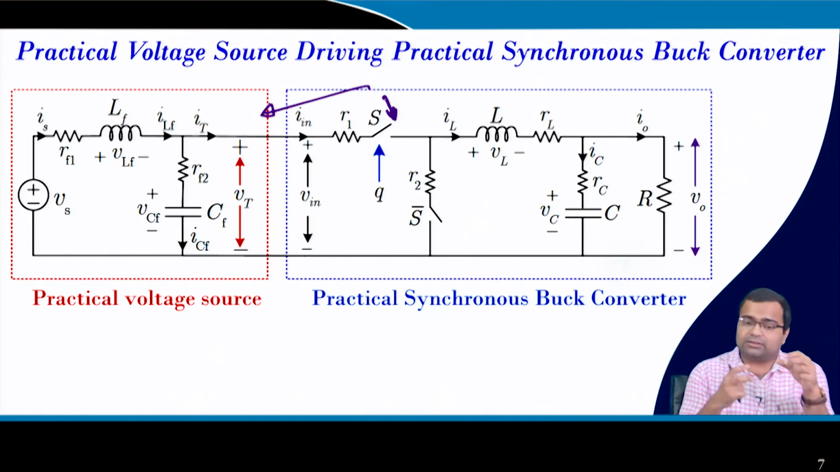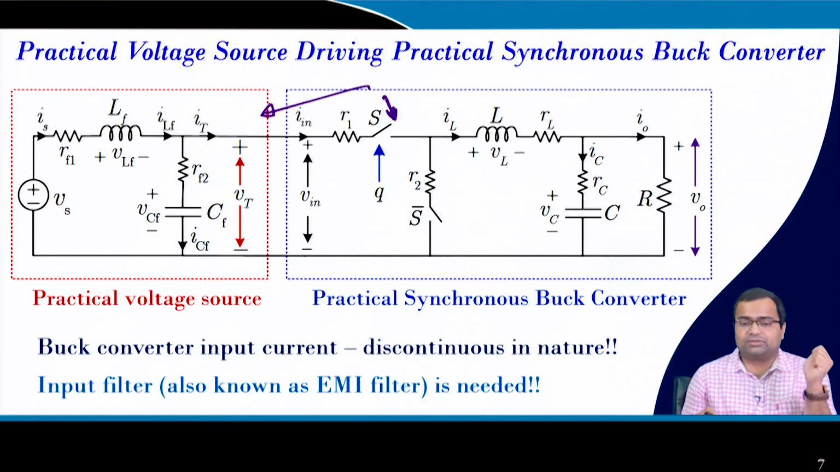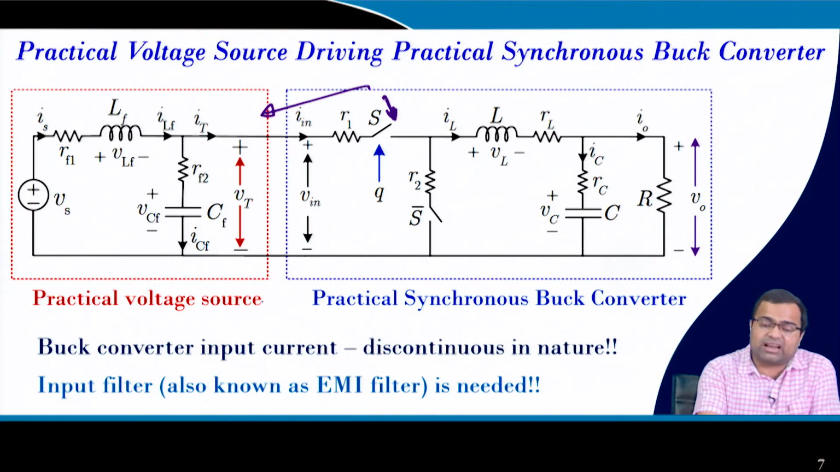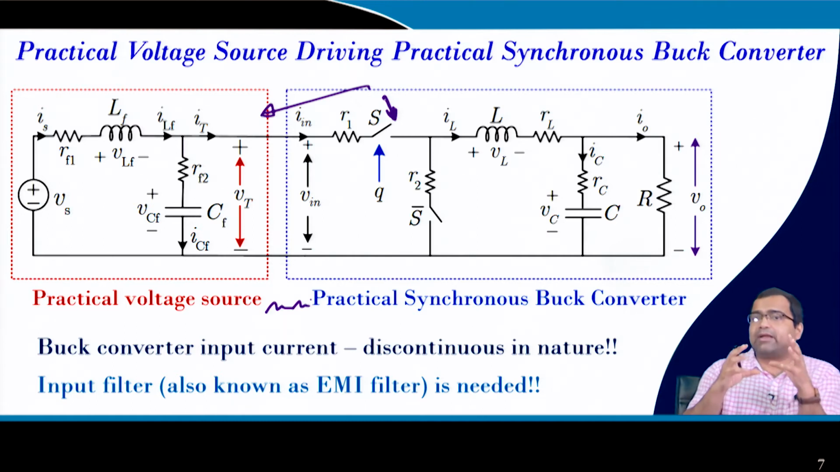Those supplies require very tight control in order to regulate the output voltage and nullify or reduce the transient effect. But still, since the input current is discontinuous, in most cases we should not connect a buck converter directly to a source, because the discontinuous current can inject some kind of transient effect in the output of the source, and that discontinuous input current is the cause of conducted EMI.